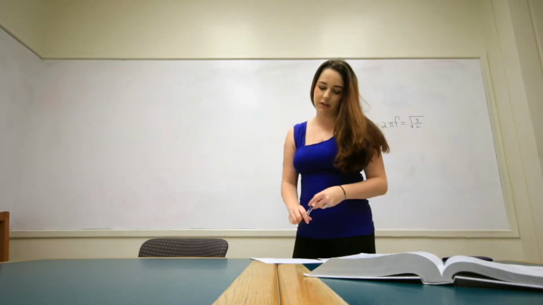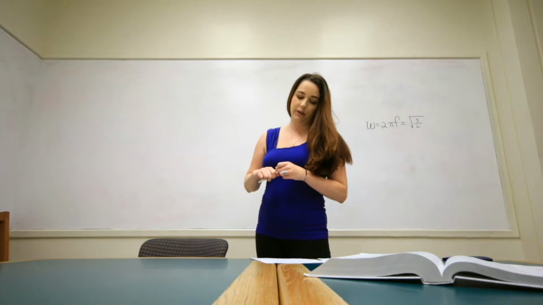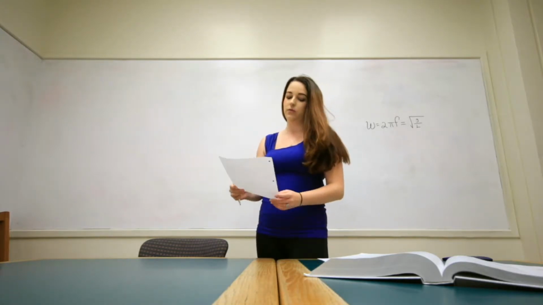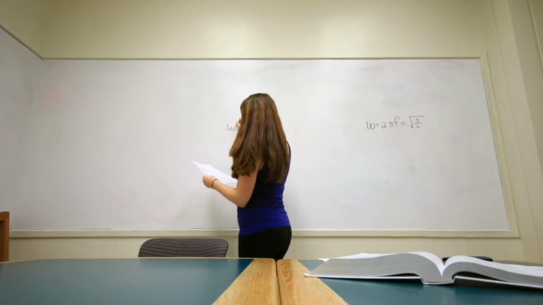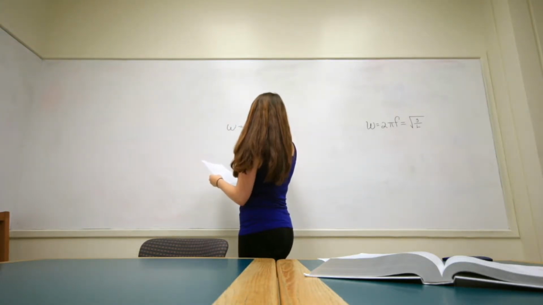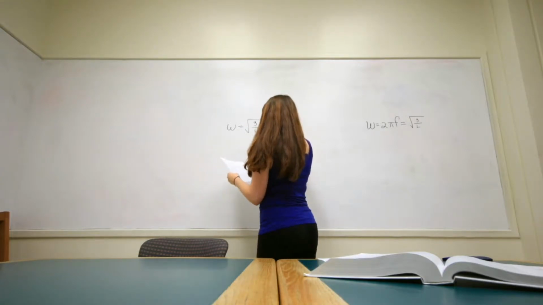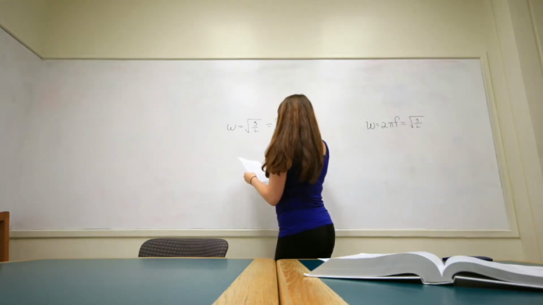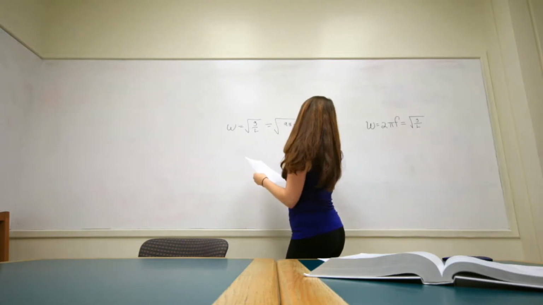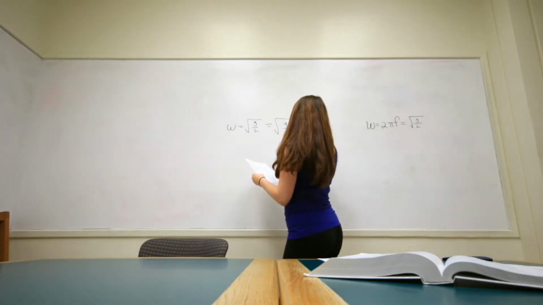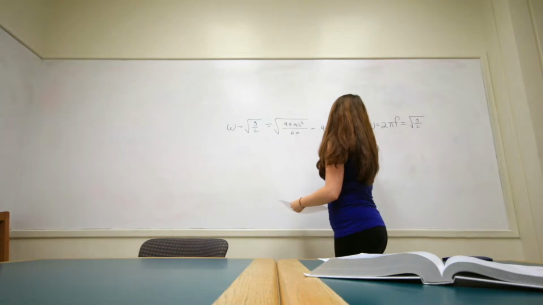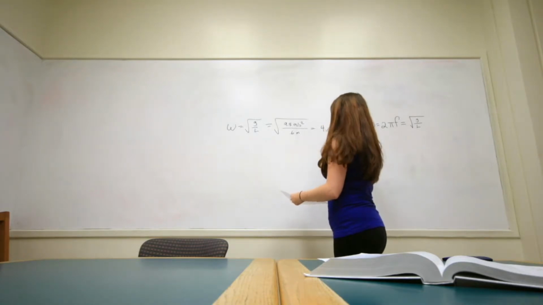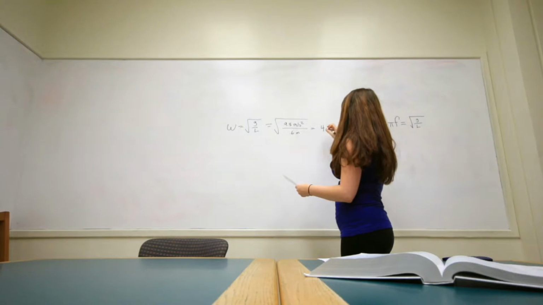First we have to solve for the angular frequency of the pendulum. We're going to use omega equals 2 pi f equals the square root of gravity over the length of the string. So omega equals the square root of 9.8 meters per second squared all over 0.6 meters, which equals 4.04 radians a second. That is the angular frequency.